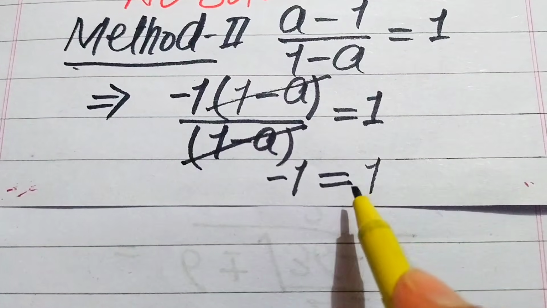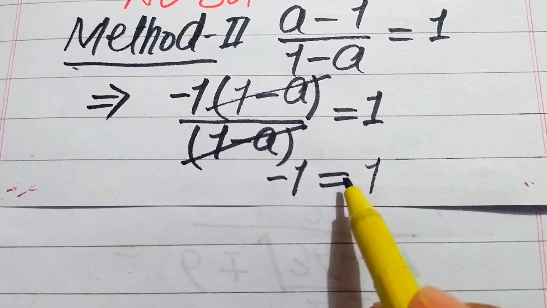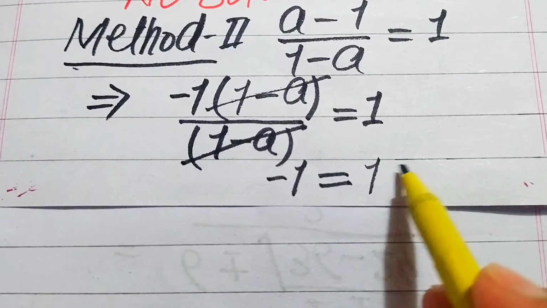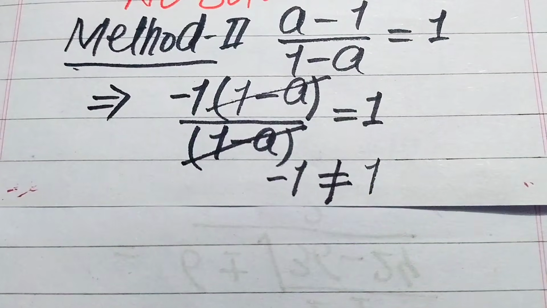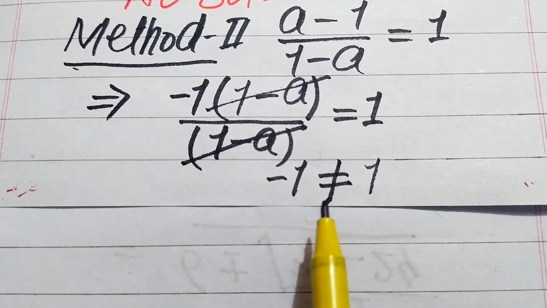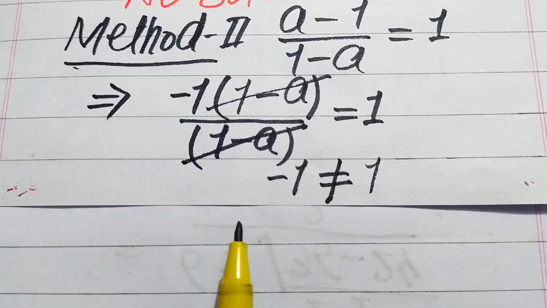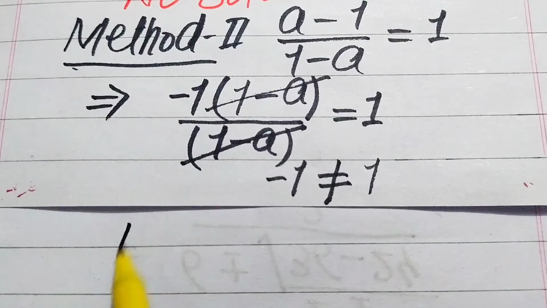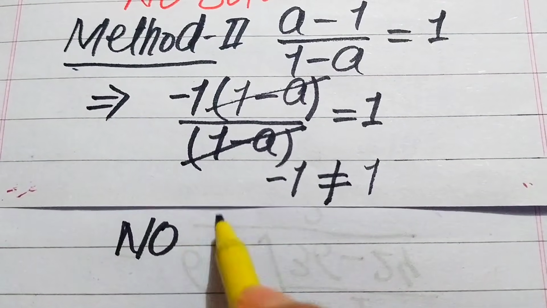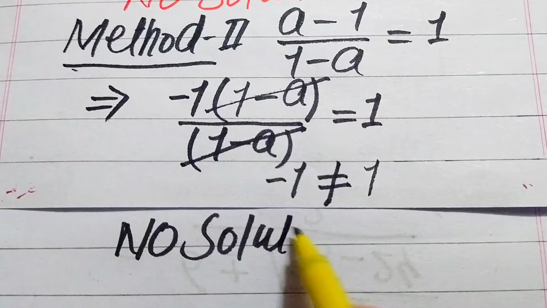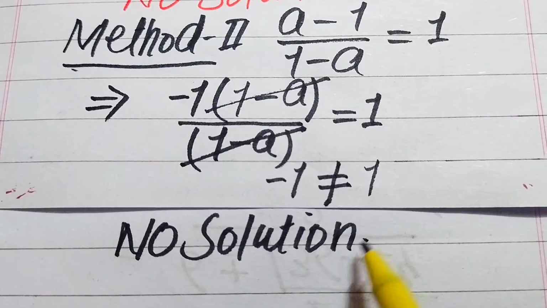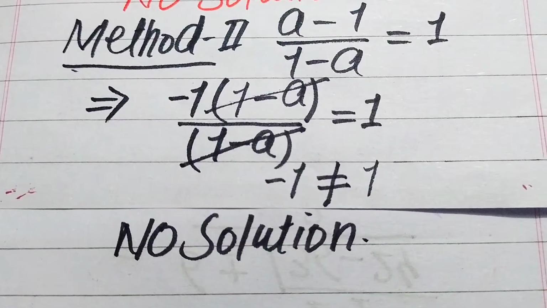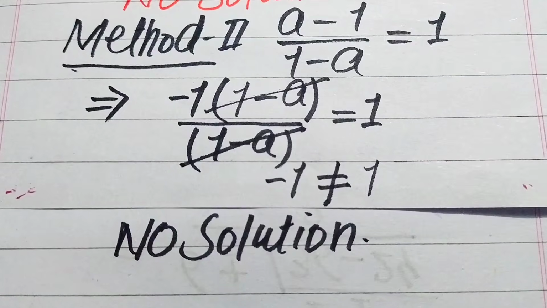It is not a possible case because these two values are not equal. If these two values are not equal, this means that in the second method we cannot get any value of a which satisfies our given question statement. So here we finally conclude that this question has no solution. So you see that from both of these two methods, we cannot get the solution of this problem. And this is the final answer.